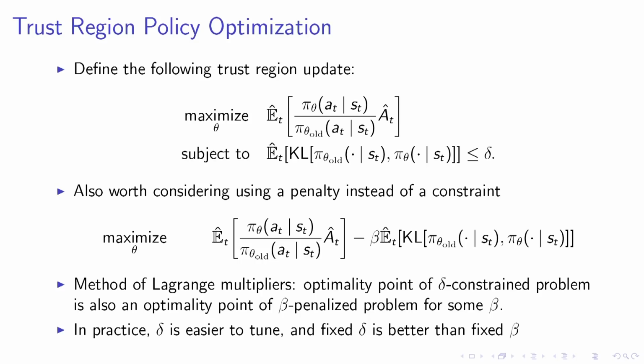It's also worth considering that we could solve a penalized optimization problem instead of the constrained problem. We could just penalize the KL divergence instead of putting a hard constraint on it. According to the method of Lagrange multipliers, this is essentially equivalent, in that the solution to the constrained problem is a necessary condition for being the solution to this problem.